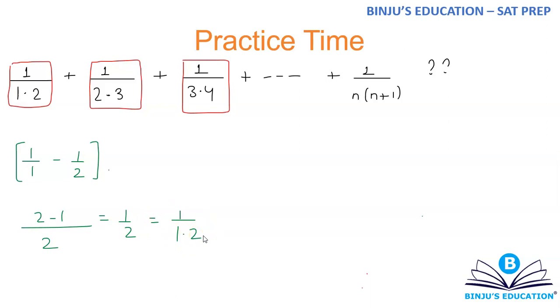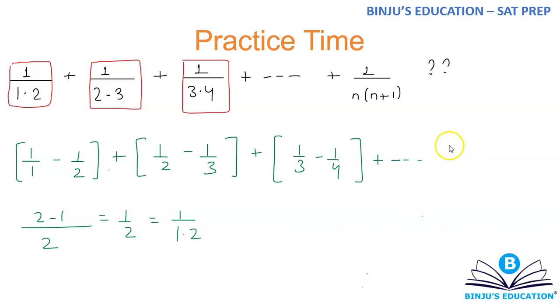Alright. Then you have 1 over 2 into 3. So if you rewrite this as 1 by 2 minus 1 by 3, that is actually equal to 1 by 2 into 3. You can take 6 to be the LCM. It will be 3 minus 2 in the numerator. 3 minus 2 is 1. 1 divided by 6, which is 1 divided by 2 into 3. Likewise, I can write my third term as 1 by 3 minus 1 by 4, and so on and so forth up to 1 by n minus 1 over n plus 1.